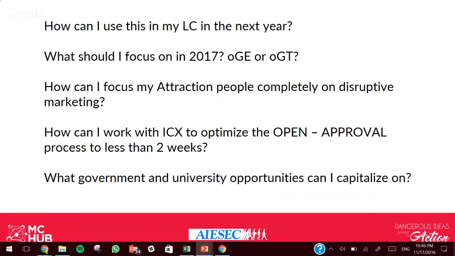So the first one is, how can I use all these things I just learned in my LC in the next year? Again, growing disruptively is about having questions, questioning everything. The thing is, you need to again learn and respect what has happened in the past. So how can you take the good things and use those as a gateway to disrupt, right? Second, what should I focus on in 2017? GE or GT? Again, tier 5, tier 4, tier 3, this is a question you don't have to have the answer to now, but it's something you need to be thinking about through all of transition.